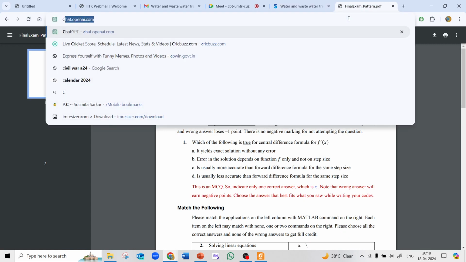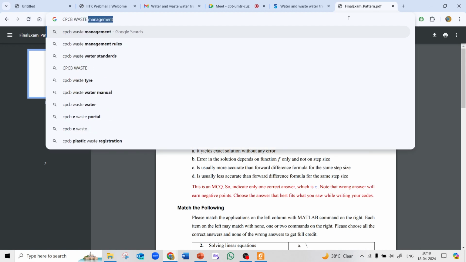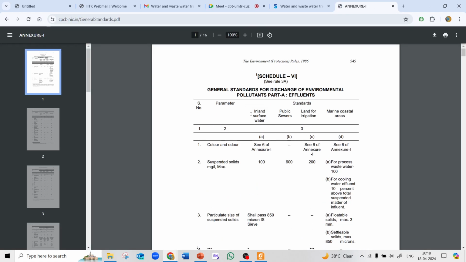These limits are set by the CPCB wastewater parameter standards, Schedule 6. After treating it, either you will directly discharge it into surface water, that is a river, or into a public sewer. In recent times people are using the trend that the wastewater is treated and passed through a canal, and farmers collect water from that canal for irrigation purposes. Or there is a fourth option, that you dispose of your treated wastewater in the sea.